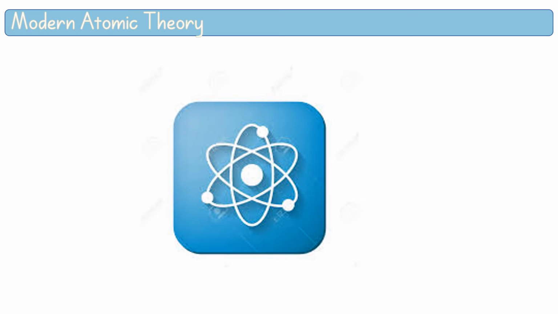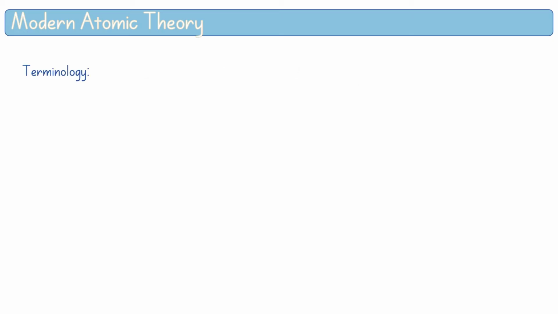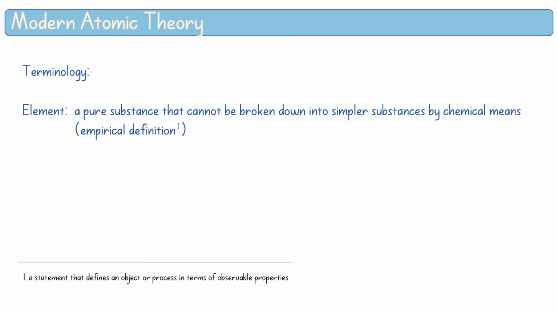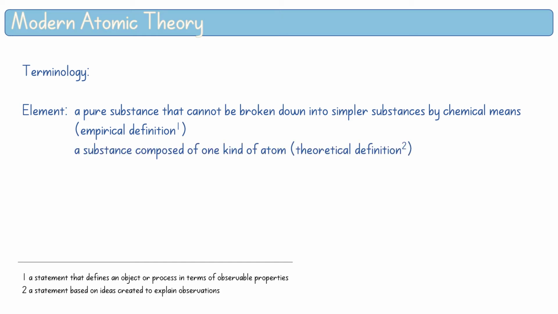Modern atomic theory. An element is described as a pure substance that cannot be broken down into simpler substances by chemical means. This is given as an empirical definition, which is a statement that defines an object or process in terms of observable properties.